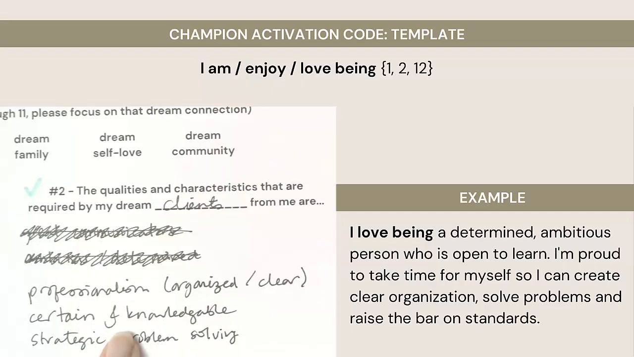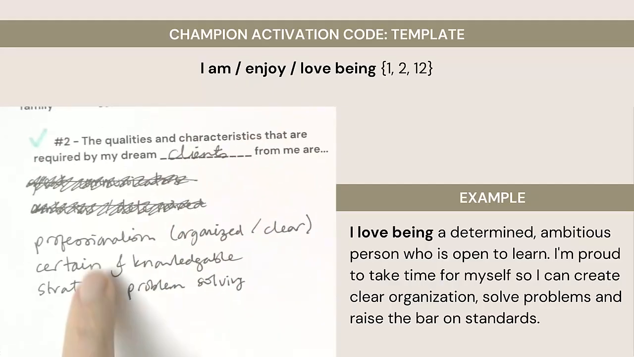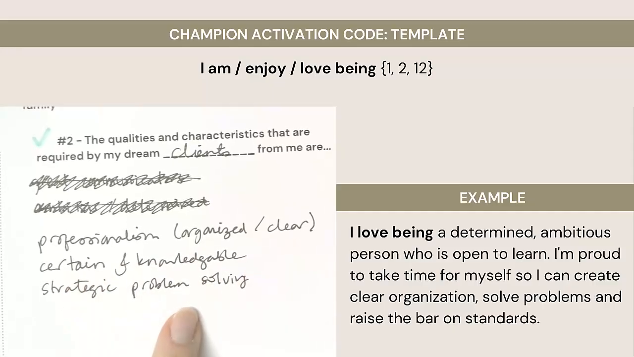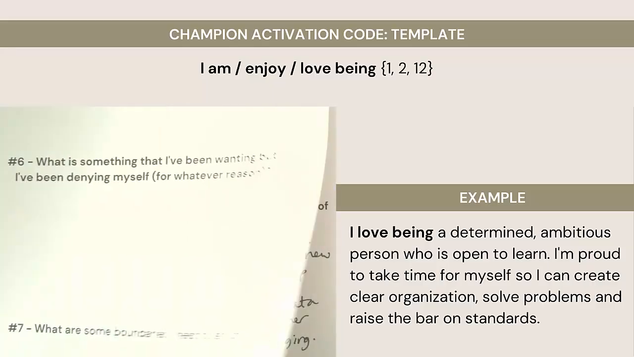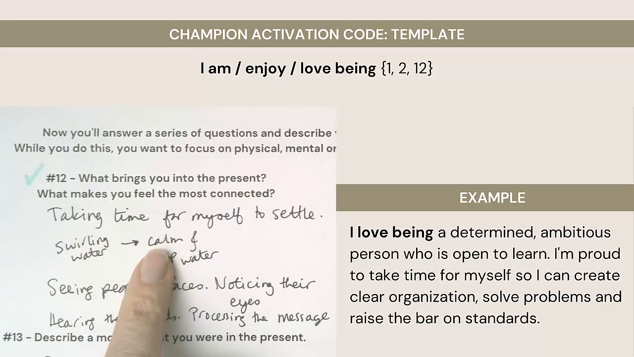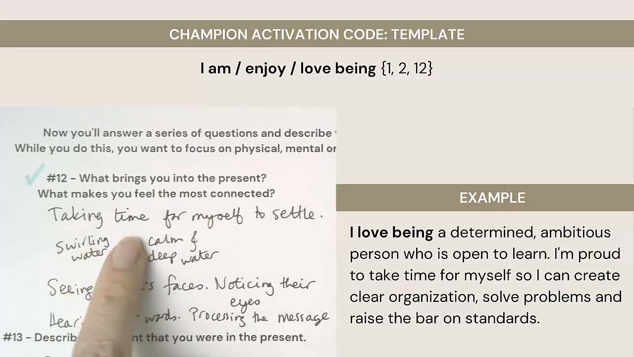Then I looked at my answers on number 2. The qualities and characteristics that are required by my dream clients from me are professionalism, being organized and clear, certain and knowledgeable, strategic problem solving. So you can see that I used that in the example. I'm proud to take time for myself so I can create clear organization, solve problems, and raise the bar on standards. Now, if you're wondering where that part take time for myself came from, let me just switch pages here. And now when I'm looking at what I wrote on number 12, what brings me into the present, what makes me feel the most connected, taking time for myself.